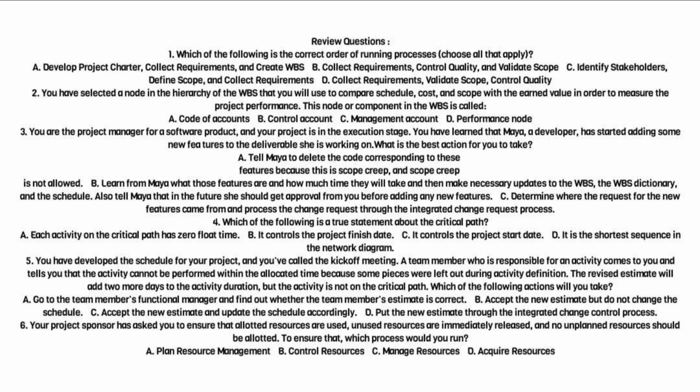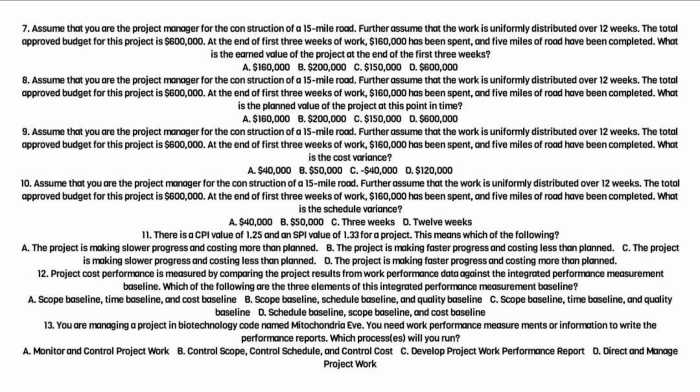D. Acquire resources. 7. Assume that you are the project manager for the construction of a 15-mile road. Further assume that the work is uniformly distributed over 12 weeks. The total approved budget for this project is $600,000. At the end of first 3 weeks of work, $160,000 has been spent, and 5 miles of road have been completed. What is the earned value of the project at the end of the first 3 weeks?